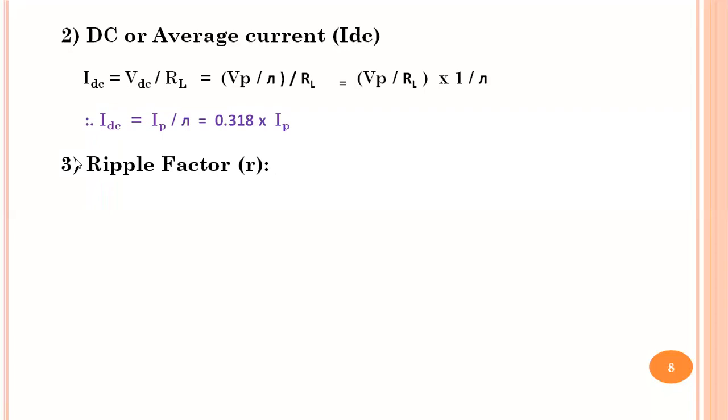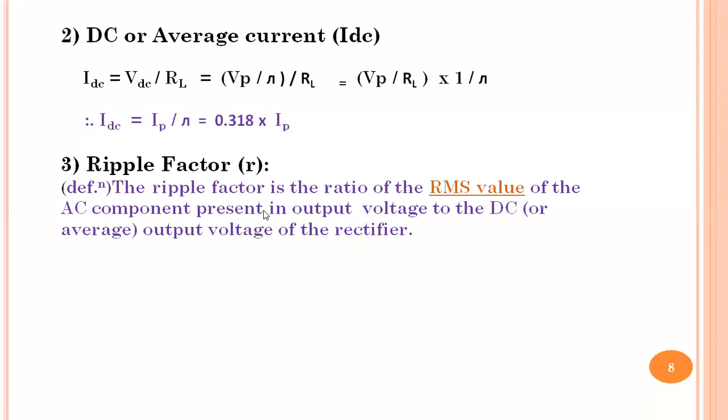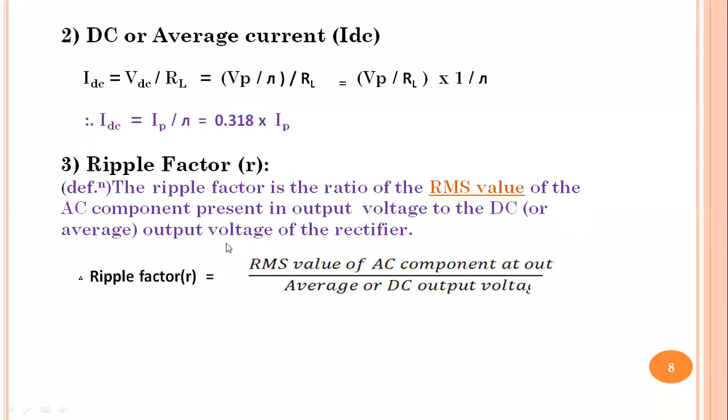Then come to the next one, the third one, ripple factor. Let me first define ripple factor. Ripple factor is the ratio of the RMS value of the AC component present in the output of the rectifier to the DC or average output voltage. This ratio is called the ripple factor in general.